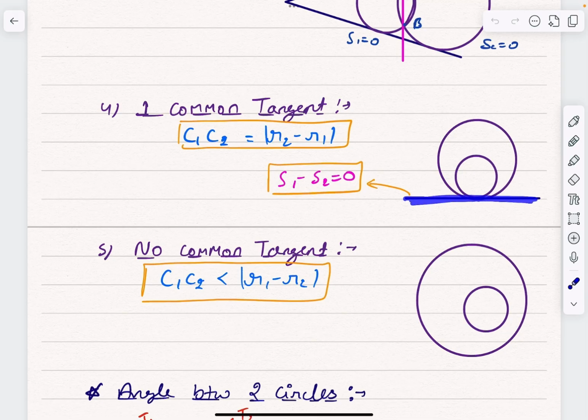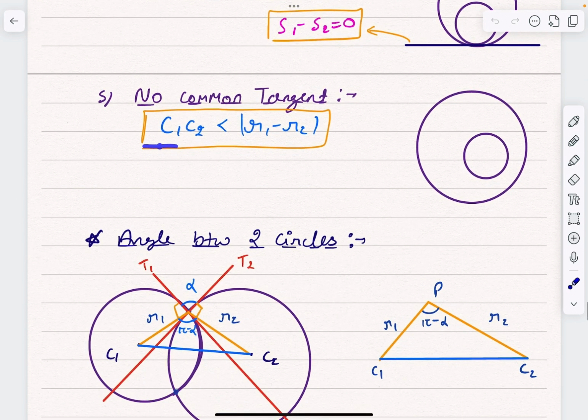Same logic. And when do they have no common tangent? When one circle is inside the other. In that case, the distance between centers will be less than the difference of radii. In this case, there will be no common tangent. Okay, next guys.